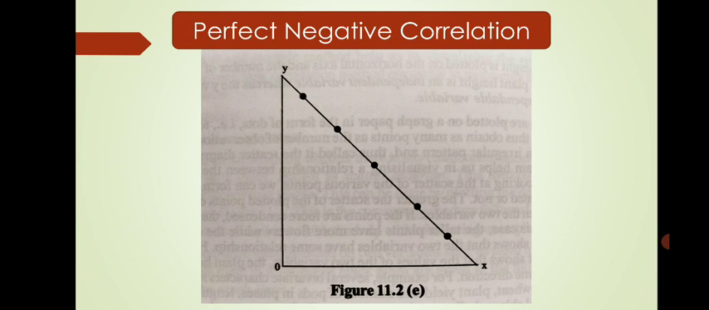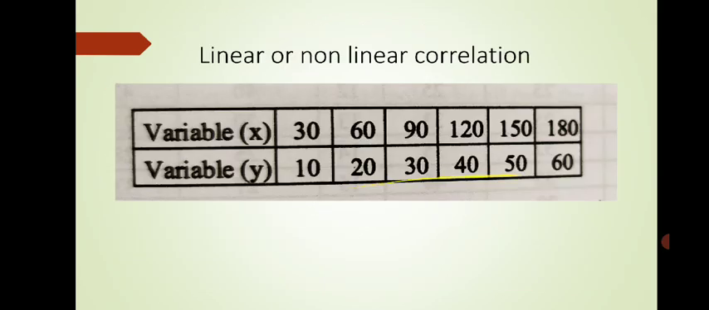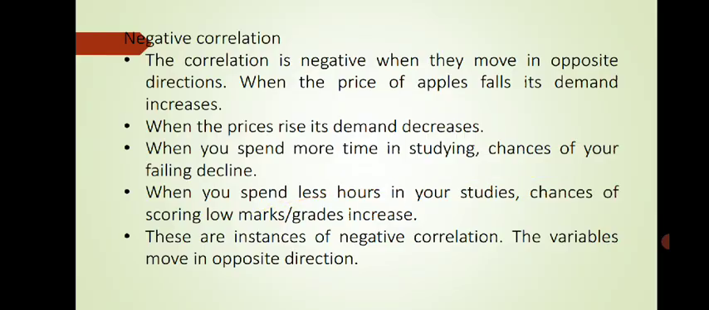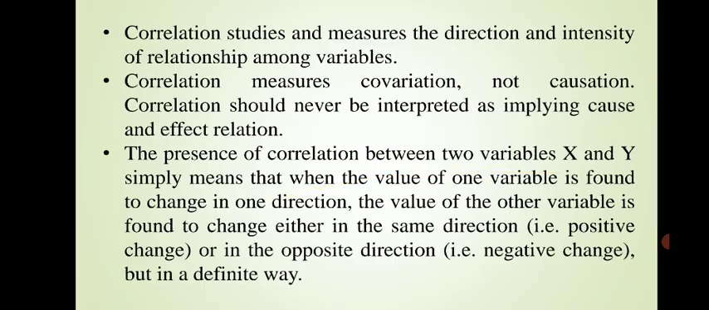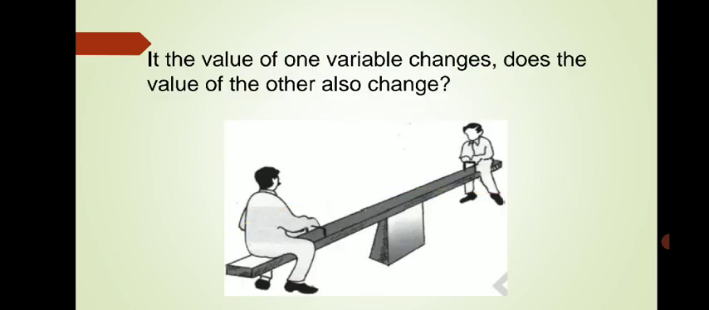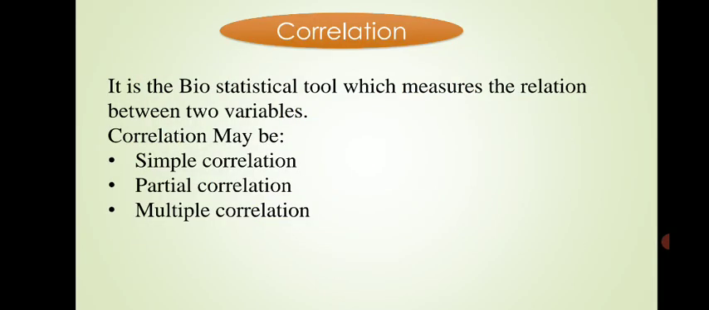Let us recapitulate. Correlation is the study of two variables. Correlation is the biostatistical tool by which we can predict or measure the relationship between two variables, and correlation may be of three types. It may be simple correlation, partial correlation, or multiple correlation.